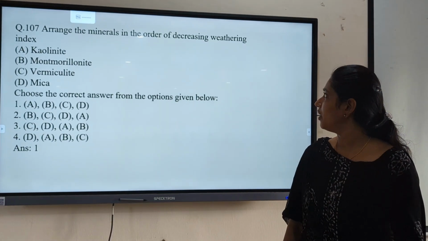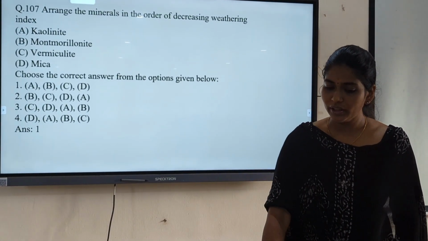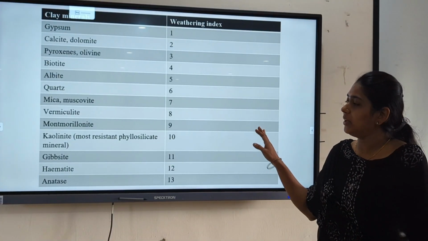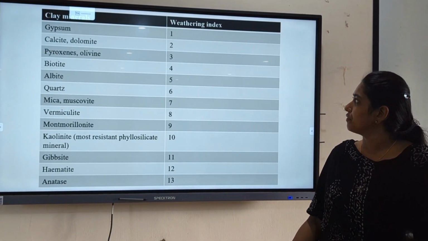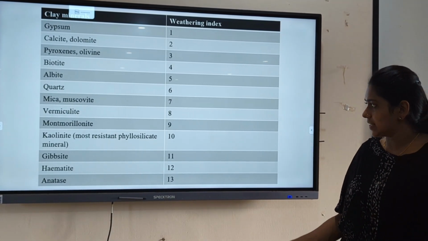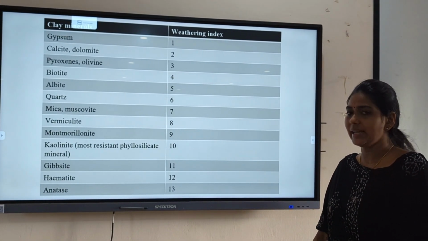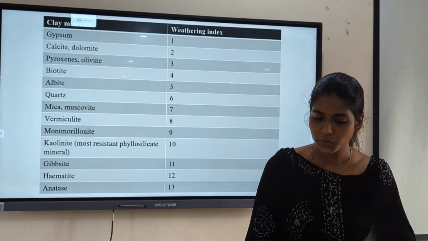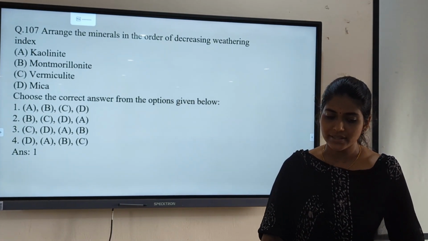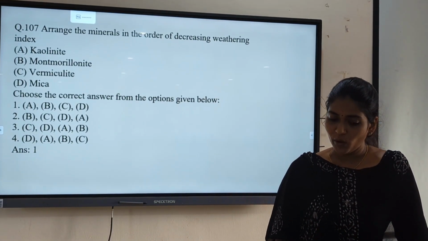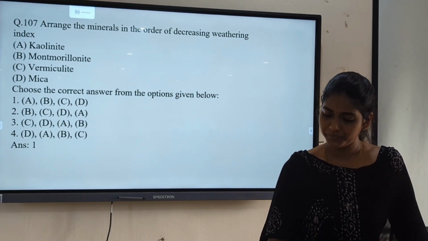Now the next question. We have to arrange these minerals in the order of decreasing weathering index. For that we should know what the weathering index is. This table clearly shows the weathering index of different minerals. Here the lowest weathering index is for gypsum and the highest is for anatase. But mostly we say that kaolinite is the most resistant phyllosilicate mineral. In our question, kaolinite has been given, so kaolinite has the highest weathering index. When you look at the options, it is option 1, that means the lowest is for gypsum and the highest is for kaolinite.